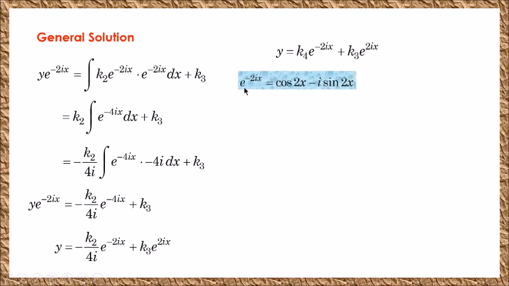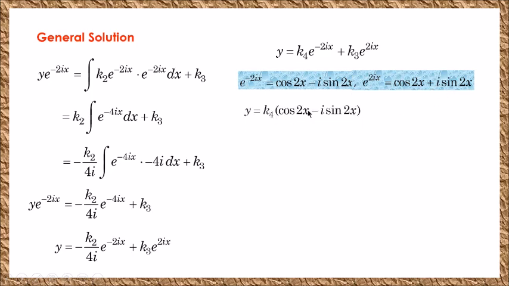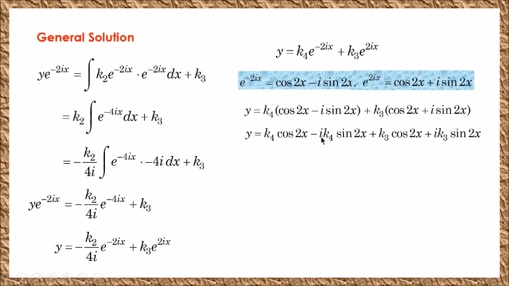But in complex analysis, e to the negative 2ix equals cosine 2x minus i sine 2x. Our goal is to put this so that there is no imaginary i. So we can do that by using these identities. e to the 2ix equals cosine 2x plus i sine 2x. So we have y equals k sub 4 times e to the negative 2ix, which is cosine 2x minus i sine 2x, then e to the 2ix is equal to cosine 2x plus i sine 2x, times k sub 3. Let's expand: k sub 4 cosine 2x minus i k sub 4 sine 2x, plus k sub 3 cosine 2x plus i k sub 3 sine 2x.